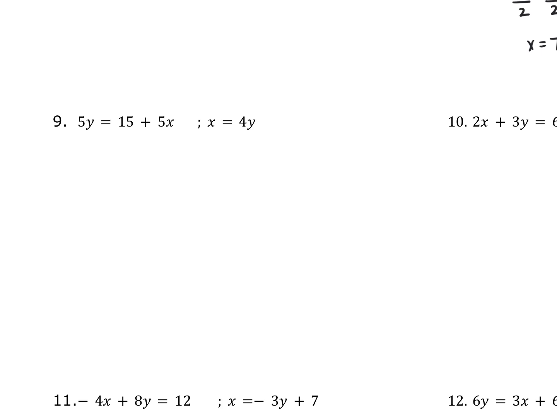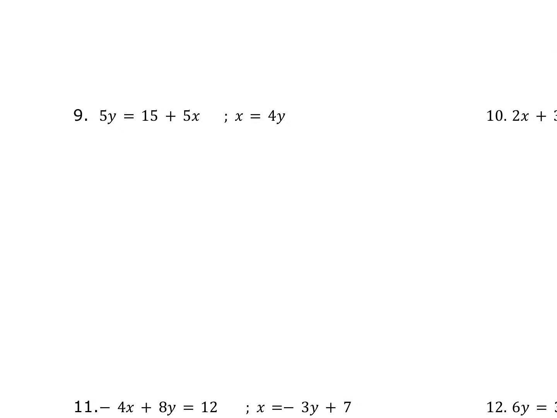Okay, let's look at number 9. Again, we're going to take our key, which is over here. So this one says x equals 4y. So I'm going to take all of this for y. I'm going to stick it in where the x is, because that's what the x equals. So I want that 4y right here. And because there's two things and there's a number outside, we're going to use parentheses around that x. So I'm going to rewrite the whole problem. So this one's going to be 5y equals 15 plus 5 parentheses. Now I'm going to put that 4y in there.